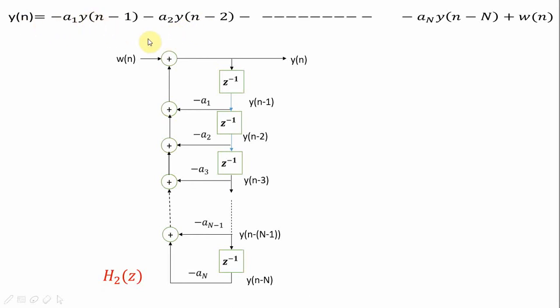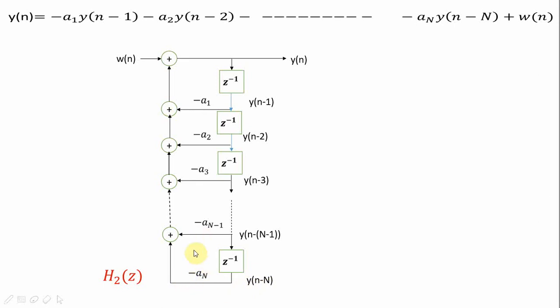So we have the output y of n and its delayed versions y of n minus 1, n minus 2, etc. And they have to be multiplied by the constants ak. So y of n minus 1 has to be multiplied by minus a1, n minus 2 has to be multiplied by minus a2. Like this, y of n minus capital N has to be multiplied by minus a suffix capital N.